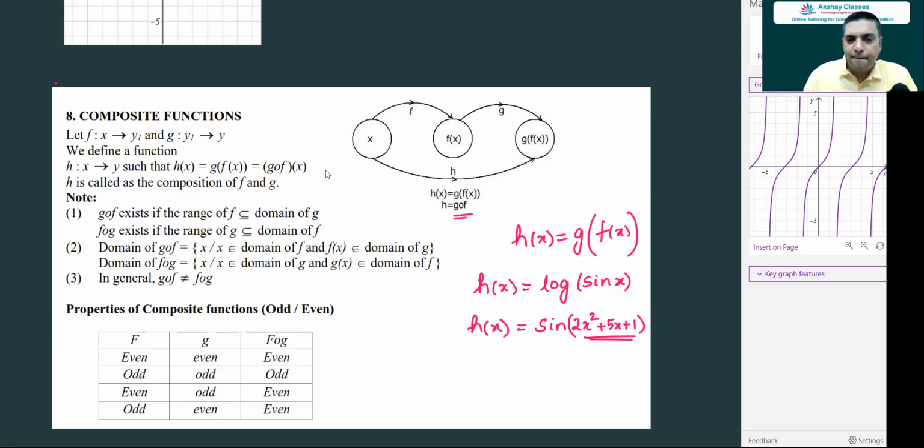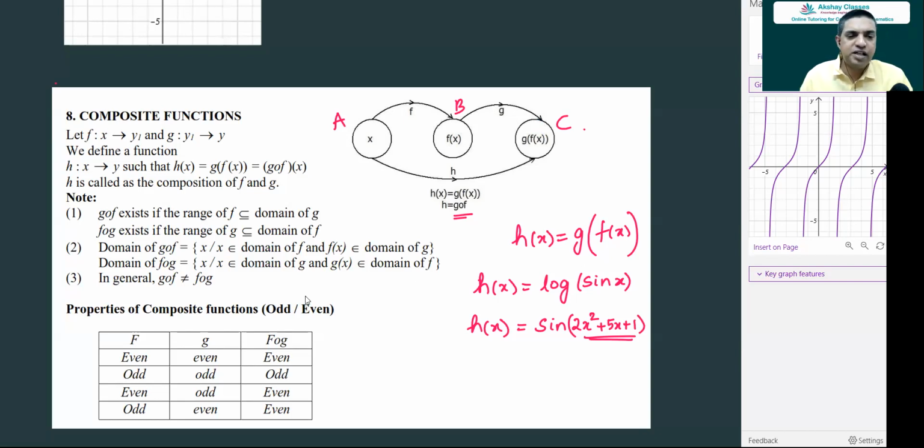So here you see x maps to f of x, and then f of x maps to g of f of x. So here you have three sets, A, B, C. So x relates to f of x and f of x in turn relates to g of f of x. So directly x can be related to g of f of x. So that is a composite function, that's all.